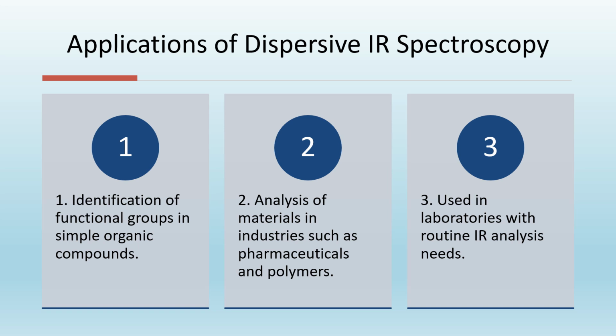Second, FTIR is invaluable in industries like pharmaceuticals and polymers. It's used for material analysis to ensure the quality and consistency of products, making it a crucial tool in quality control. Point 3. Routine laboratory use.